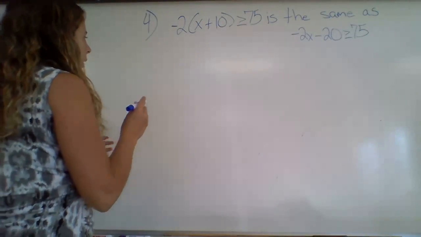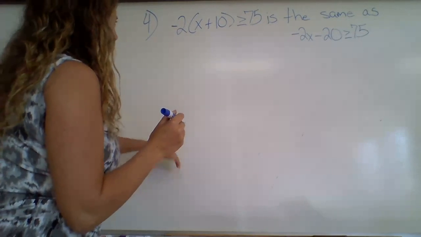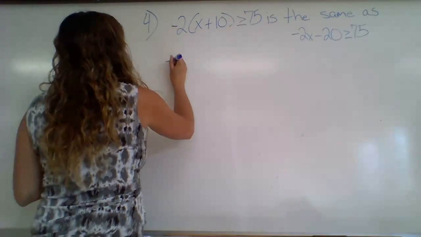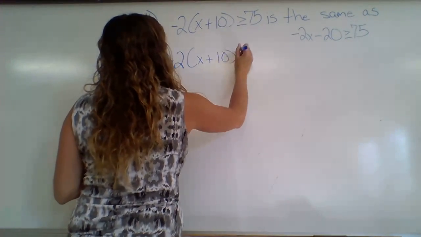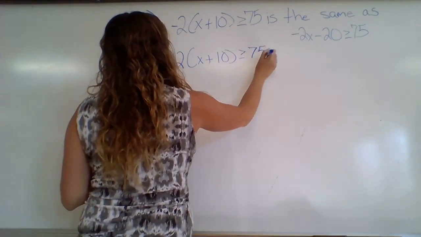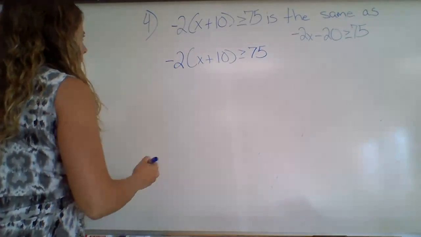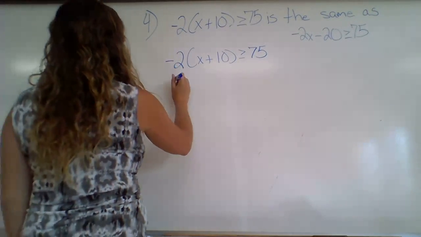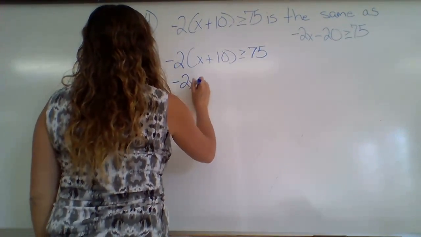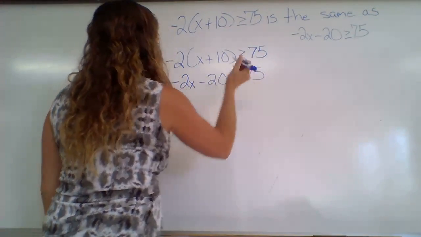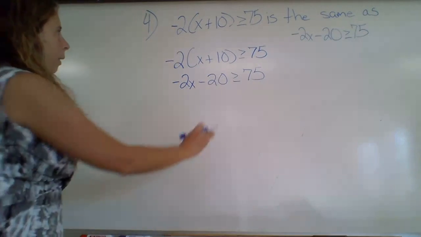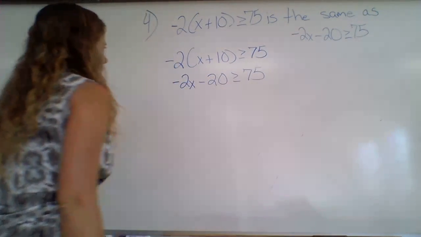So if I solve these for x, I'll get the exact same thing. -2 times quantity x plus 10 is greater than or equal to 75. Well, I can just distribute my -2, and then I have -2x minus 20. That's totally legal. Now they're exactly the same thing. So yeah, it is the same.